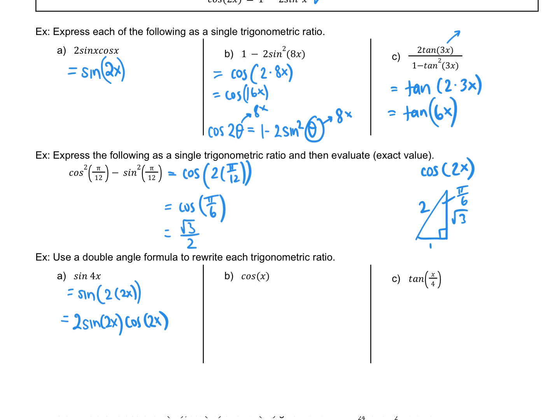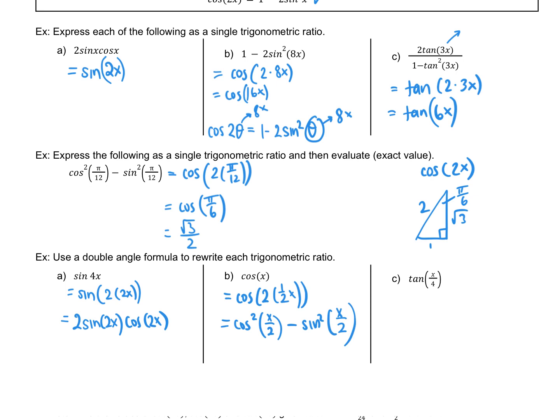Next, we have cos x. How can we write that as a double angle? Well, we're doubling 1/2 x. 1/2 x is going to be our angle. And with the cos double angle formula, we have 3 variations. I'm just going to use the original one. So cos squared of 1/2 x, but I'm just going to write it as x over 2, minus sine squared of x over 2.